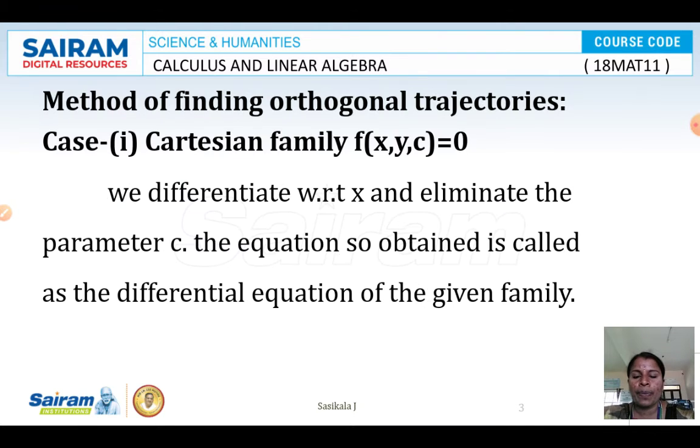So we will see the working rule, that means the method of finding the orthogonal trajectories. Orthogonal trajectories come in two forms: one is Cartesian and the other is polar. We are going to see both methods. The first is the Cartesian family, which is f of x comma y comma c equal to 0. The first step is to differentiate with respect to x and eliminate the parameter c. The equation so obtained is called the differential equation of the given family.